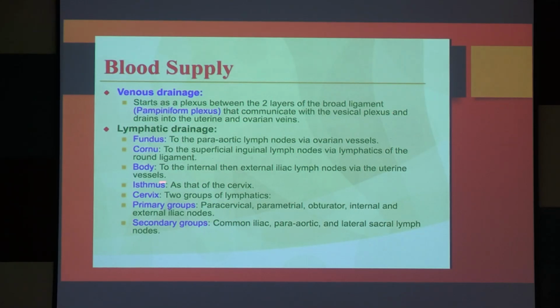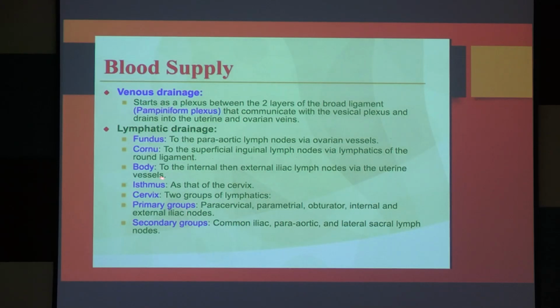From the body, along the uterine vessels, lymph goes to the external iliac lymph nodes. So what lymph nodes do you find in the pelvis? One is paracervical and obturator, then internal iliac, external iliac, and from there the common iliac. These are the lymph nodes you can remember from the picture. The isthmus is like the cervix, so it is not separately very important.